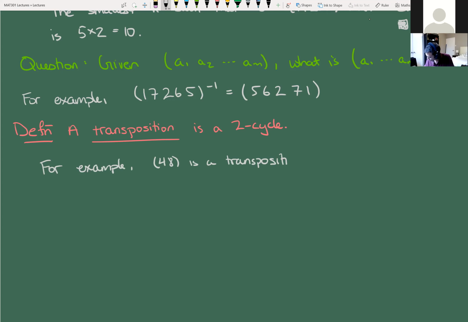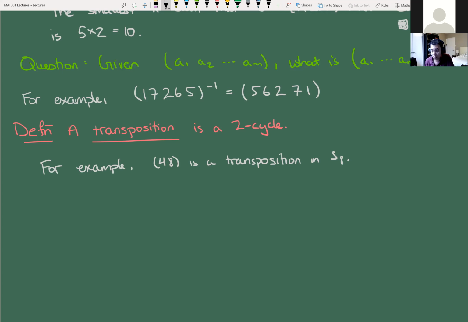It is a transposition in S8, right? It's just going to flip the numbers 4 and 8. It doesn't do anything more complicated than that. It just flips them around. And certainly every transposition is its own inverse as well. Every transposition has order 2 precisely because it is a 2 cycle, and we know that the order of an m cycle is m. So that is what a transposition is.